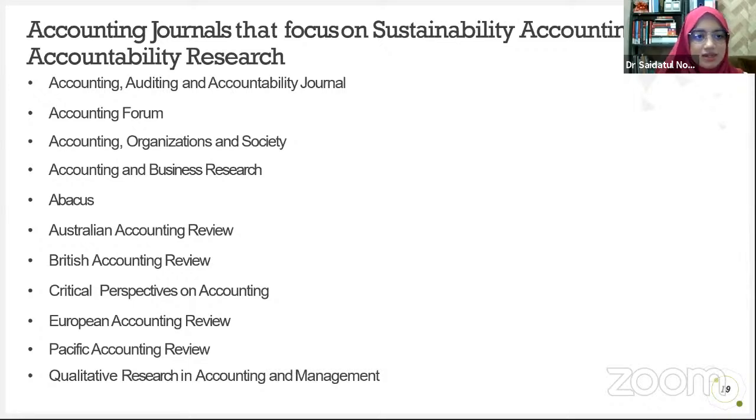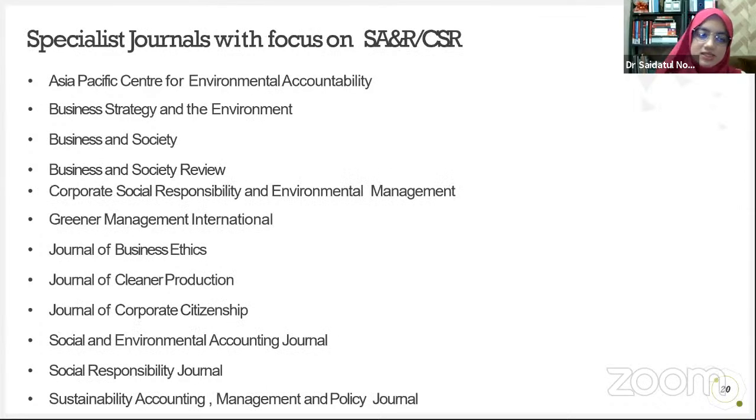These are the journals: AAAJ, Accounting Forum. These are journals mostly in Q1 that receive a lot of sustainability accounting papers. Then European Accounting Review, Public Accounting Review, Qualitative Research in Accounting and Management, which focuses on qualitative research in accounting, especially sustainability accounting. And there are also specific journals that focus on sustainability accounting and reporting, or CSR, which are Business Strategy and Environment, Business and Society Review, and all of that.